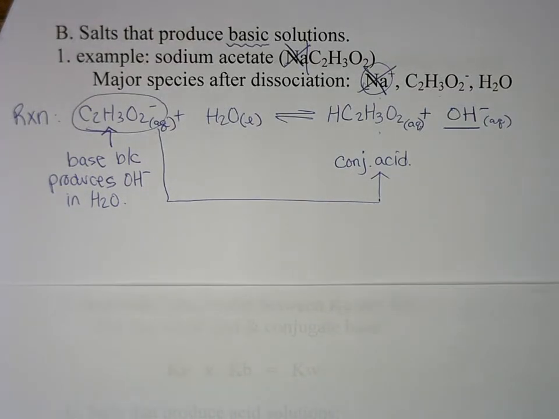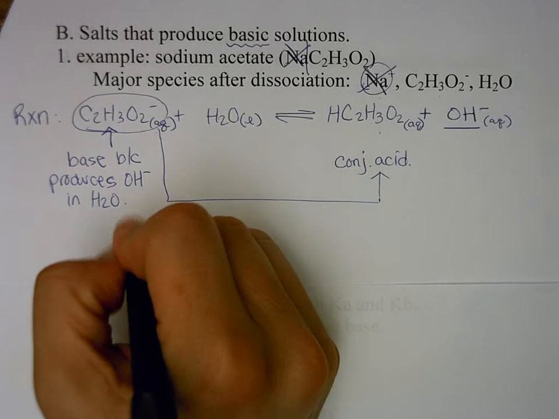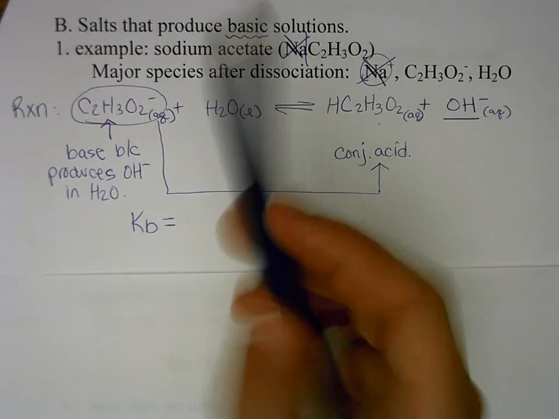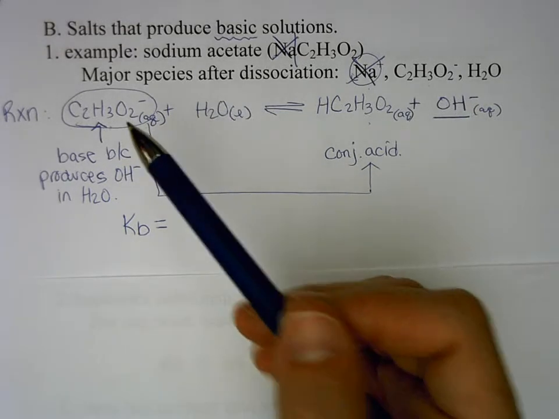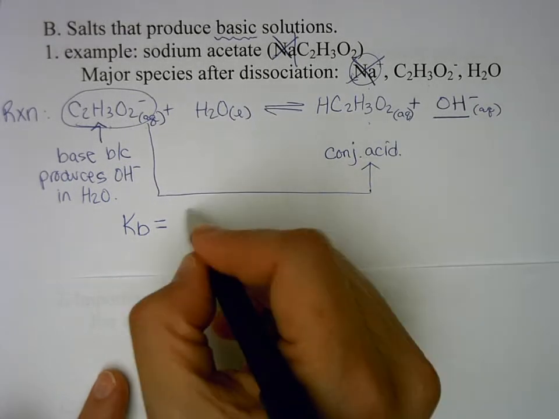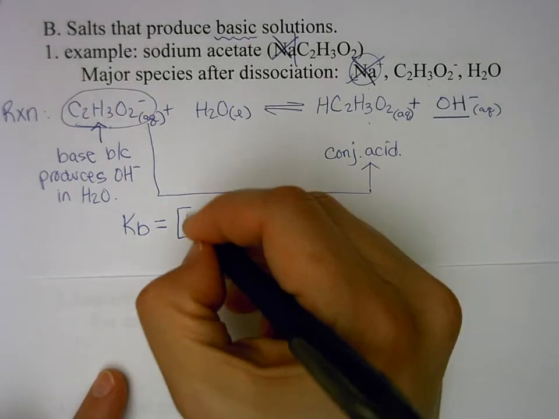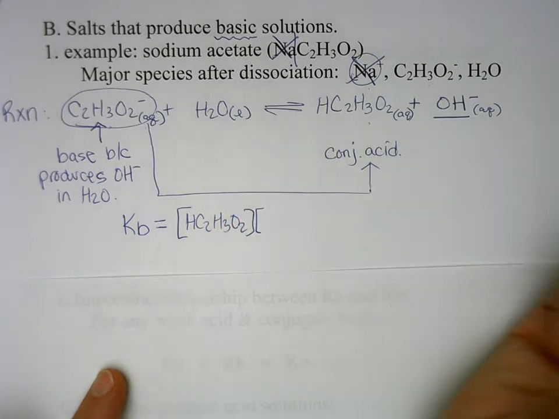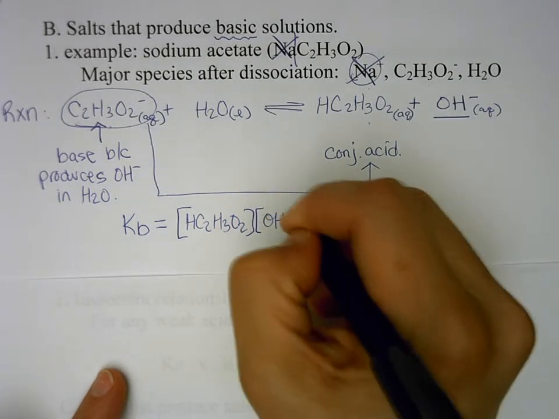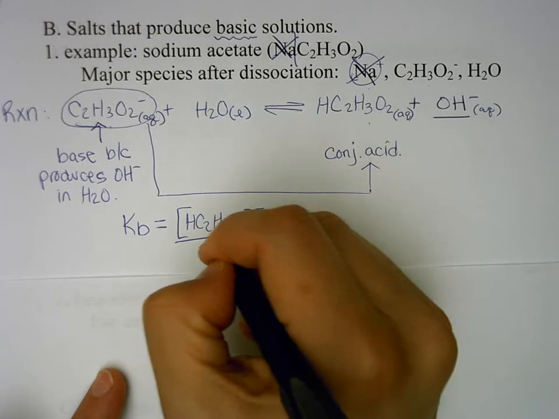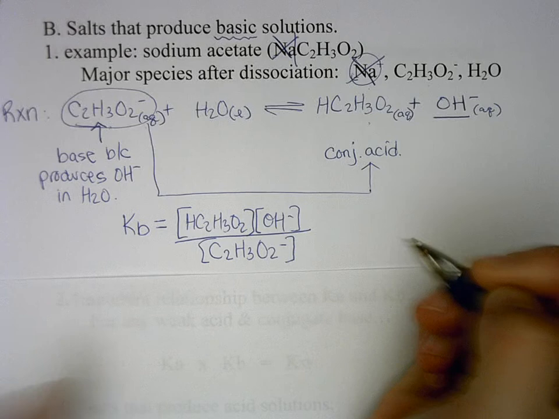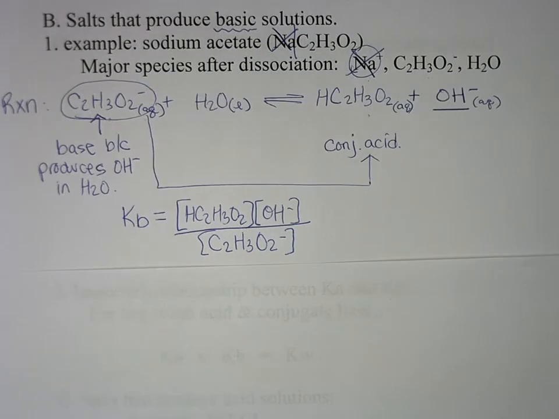Later on, you're going to use this to write out the Kb expression. So, since it's basic, I write the Kb expression, which would be products over reactants. So my HC2H3O2 multiplied by my concentration of hydroxide ions over my concentration of acetate ions. Water's not in it because it's a liquid.